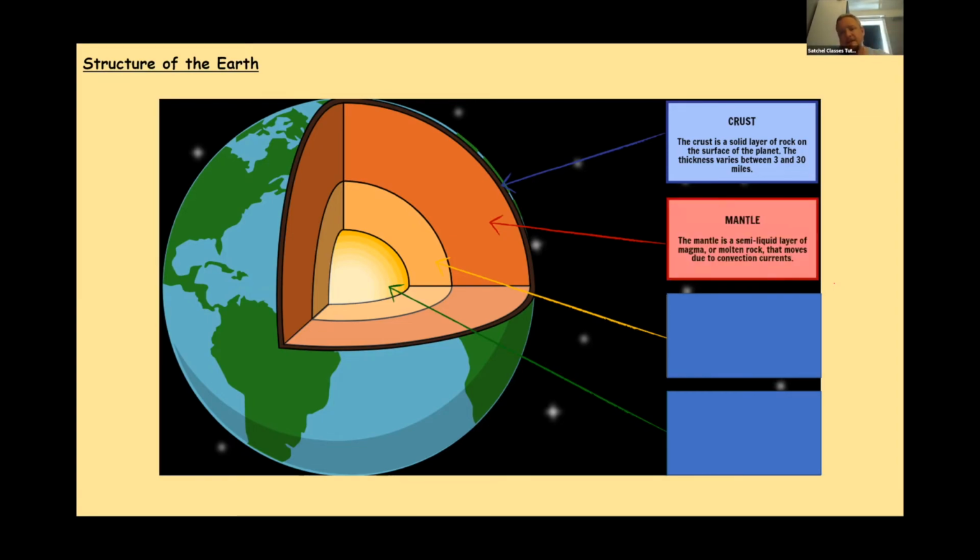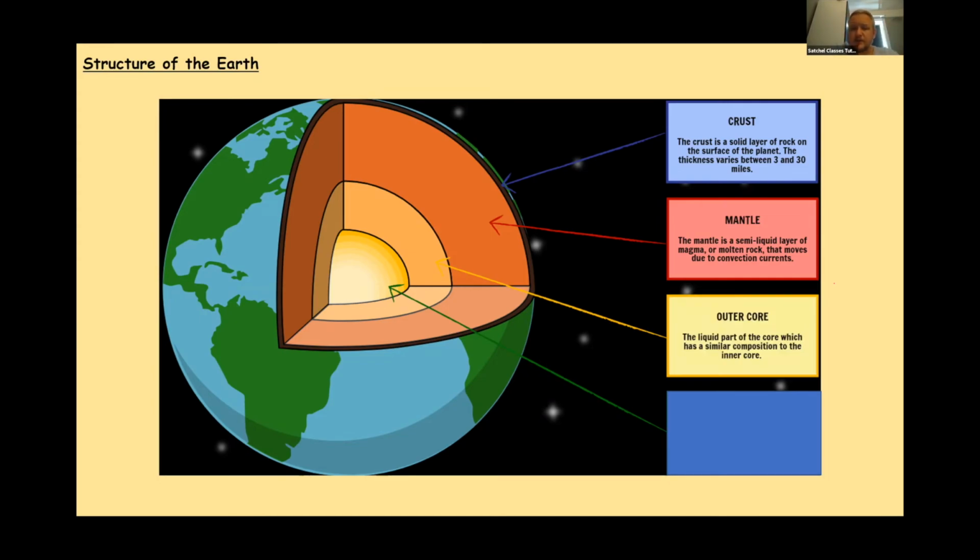The second layer is the mantle. The mantle is the semi-liquid layer of magma or molten rock that moves due to convection currents, and it's often the layer that escapes through cracks in the crust as lava. It's what we find in volcanoes.